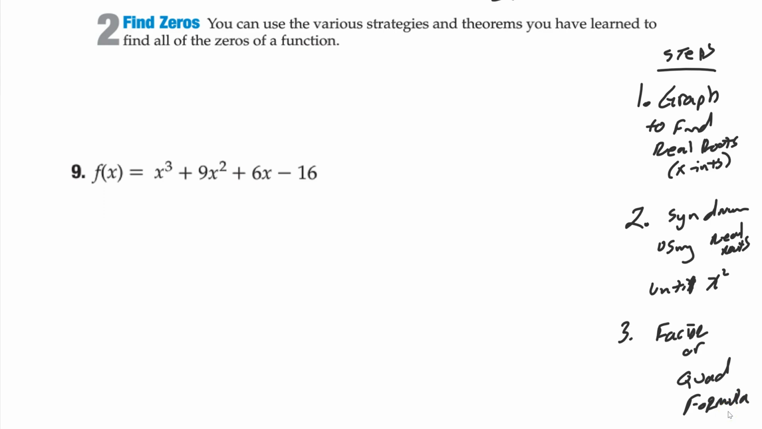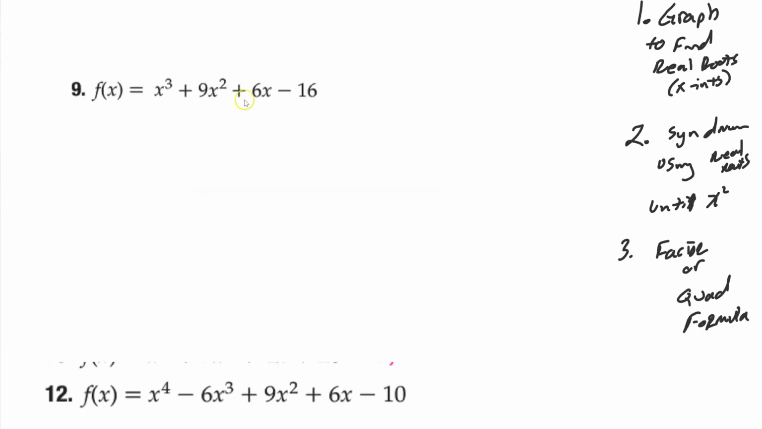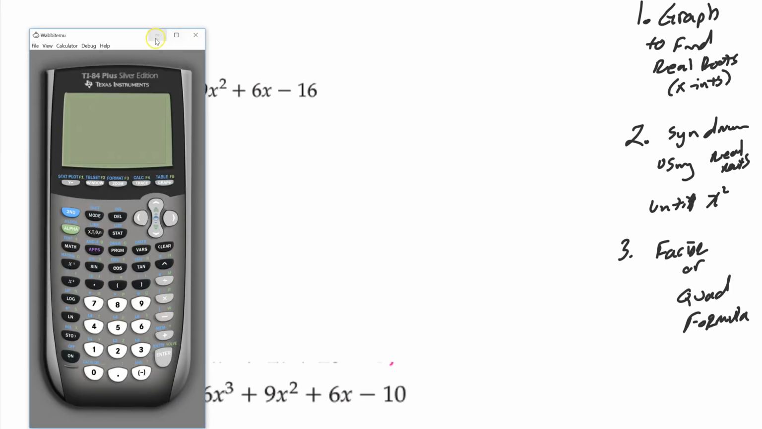So that's going to be our process. We're going to graph this and look for the real roots. Once we find the real roots, we can use synthetic division to make our problem smaller until we get to x squared. And once we do that, we can either factor or use the quadratic formula. So let's get started with this one. Bring out my calculator.